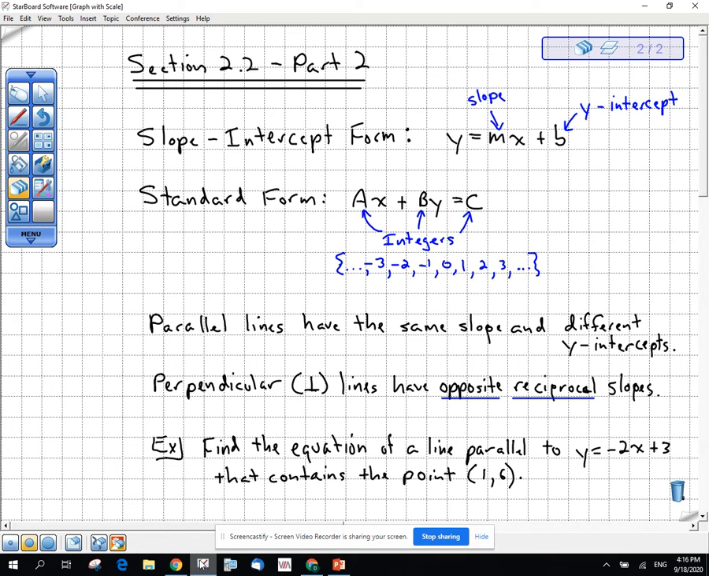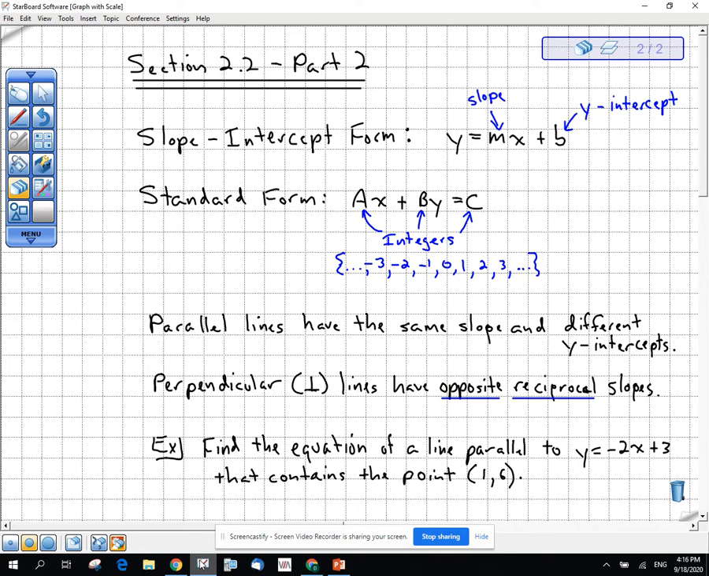And then the third form, there are 3 forms. Point-slope form was in the last video. Slope-intercept form is what I just talked about. The last one is called standard form: capital A x plus capital B y equals capital C. The A, the B, and the C are capitalized. This is to remind you that they should be integers.